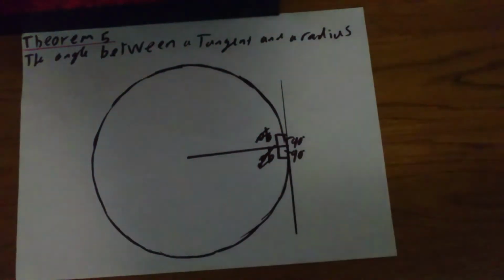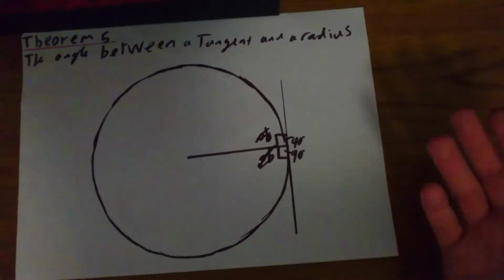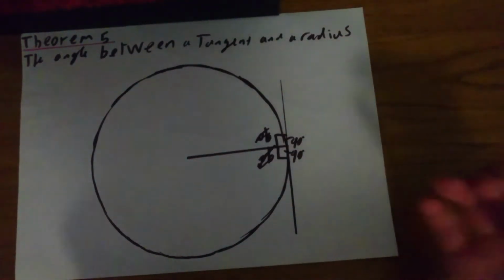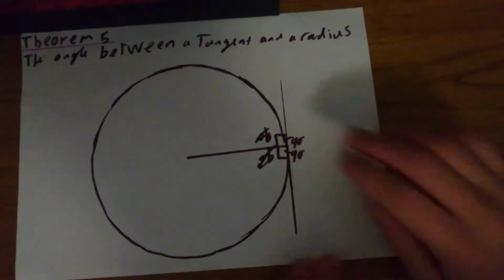This one's pretty self-explanatory. It basically states that where a tangent and a radius meet, it creates a 90-degree angle, or 2 of them.